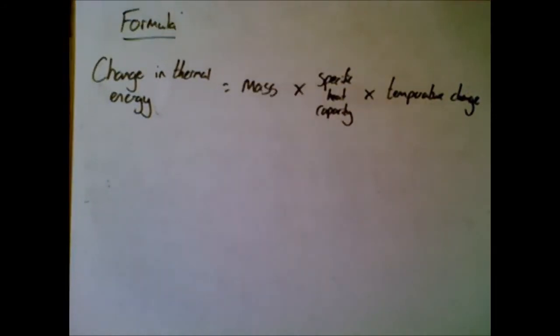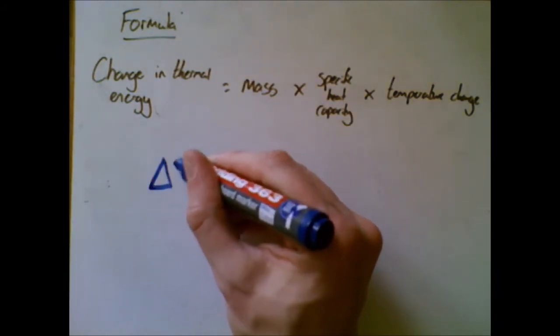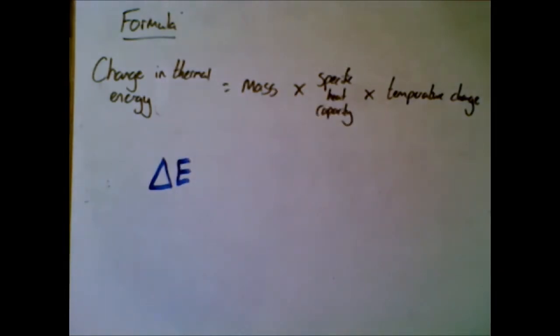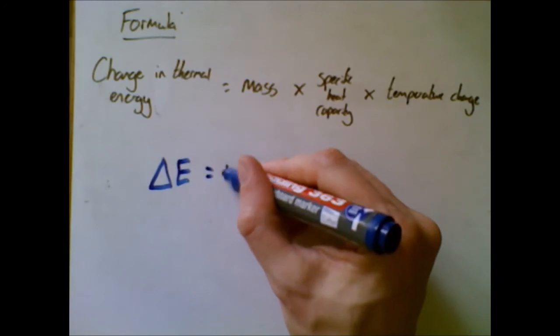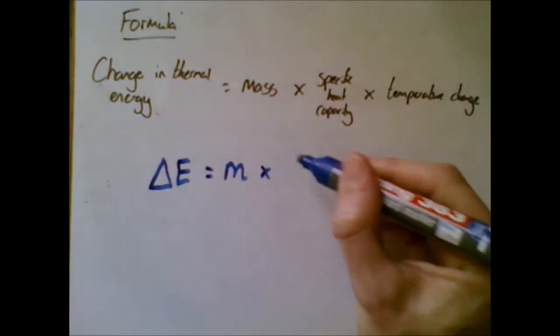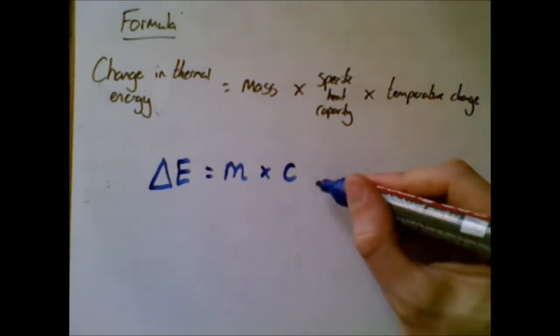So actually, change in thermal energy, well, energy is given the letter E. However, because it's a change in energy, we put a Greek letter delta before it. That triangle just means change in. It's a delta. So delta E equals mass is M. Specific heat capacity is given the letter C. That's C for capacity, so it does kind of make sense.